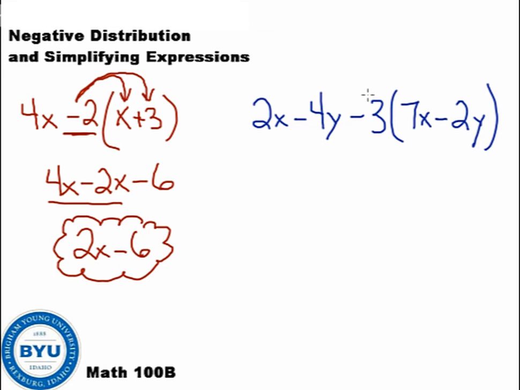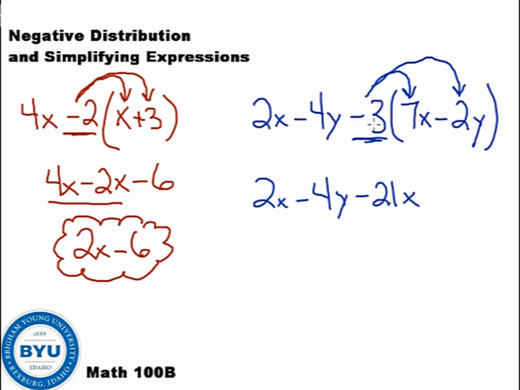I'm going to go ahead and start with distributing the negative 3 into the parentheses. When I do that, I get 2x minus 4y. I'll just rewrite that. Negative 3 times 7 is negative 21x, and negative 3 times negative 2 is plus 6y. Notice that the negative times a negative turns it into a positive.